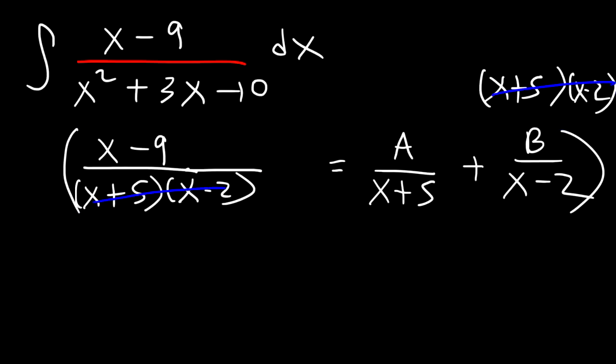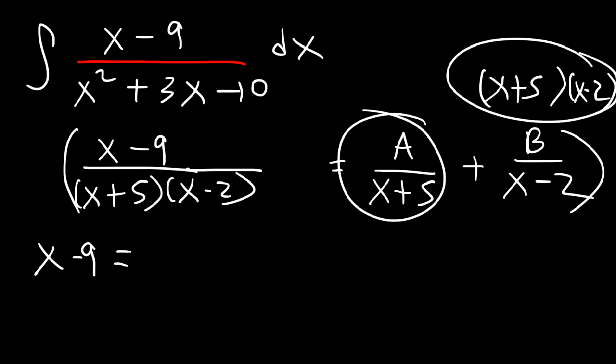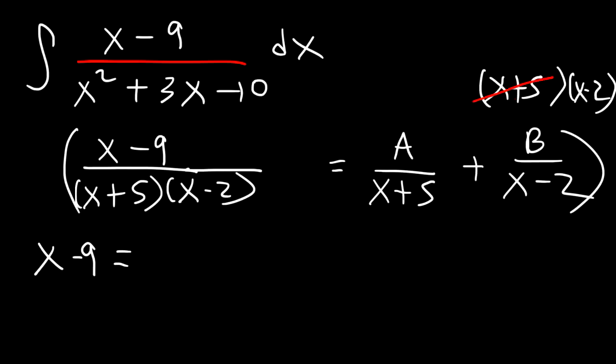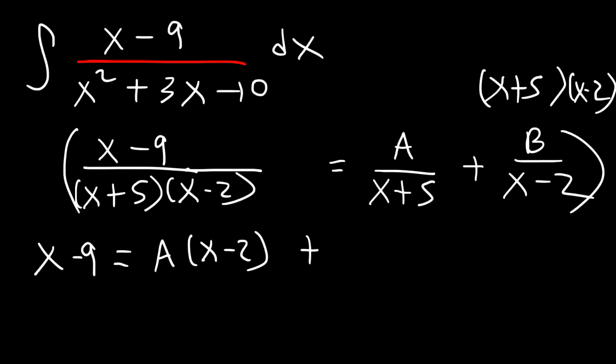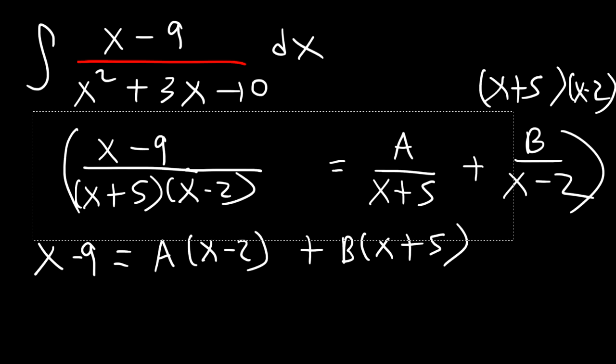Now, if we take this fraction and multiply it by those two factors, these will cancel. So on the left, we're going to be left with x minus 9. Now, if we take this fraction, multiply by x plus 5 times x minus 2, the x plus 5 factors will cancel. And so it's going to be a times x minus 2. Now, if we multiply these two, the x minus 2 factors will cancel, and we will be left with b times x plus 5. Now, in this form, you can plug in an x value to solve for a or b. I'm going to plug in 2.